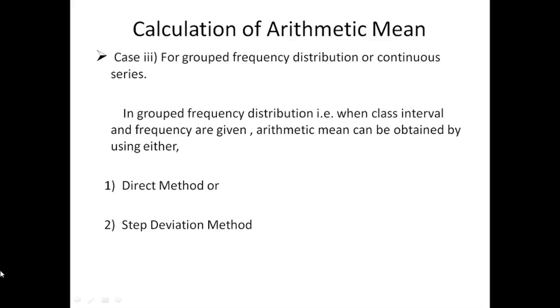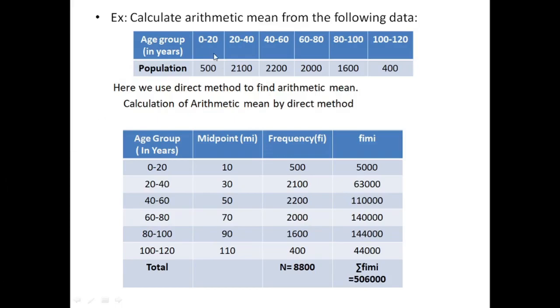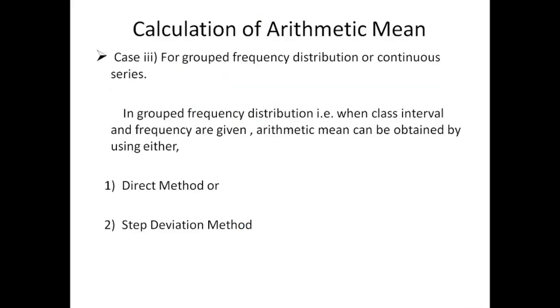Group frequency distribution means class intervals along with their frequencies, this type of data. 0 to 20 is the first class interval and its frequency is 500. Similarly, 60 to 80 is another class interval and its frequency is 2000. The arithmetic mean for group frequency distribution can be obtained by two methods, either the direct method or the step deviation method. First we will see what is meant by direct method.